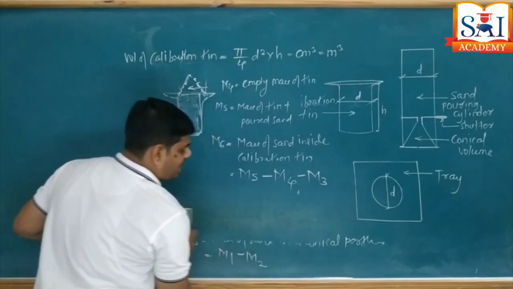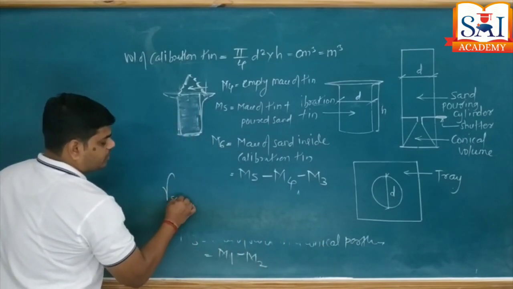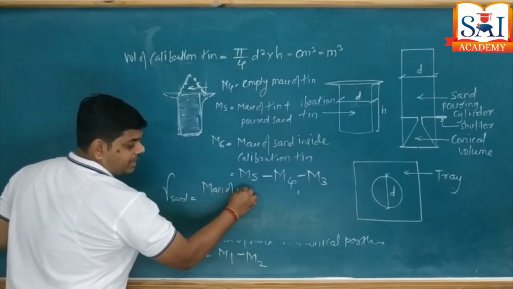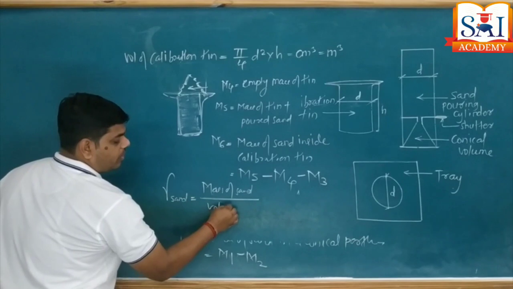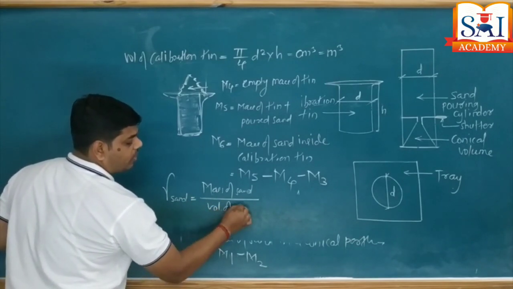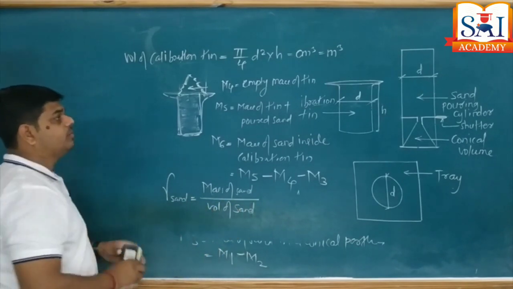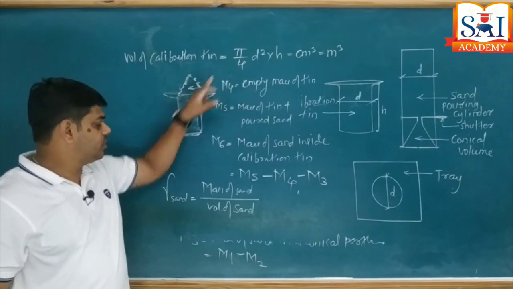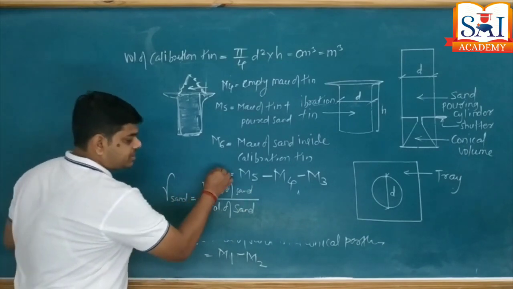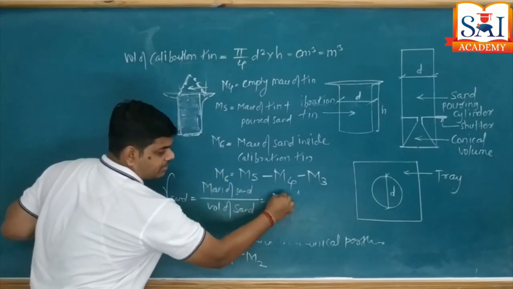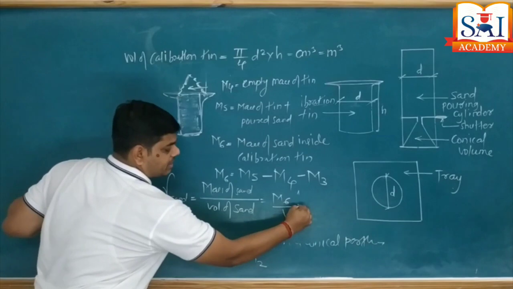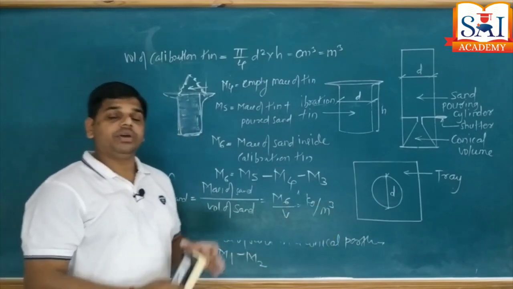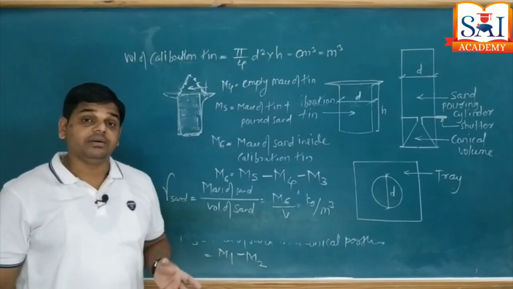One can calculate the value of bulk unit weight of sand, which is equal to the mass of sand divided by the volume of sand, like this. The volume is the volume of the calibration cylinder, pi by 4 d square into h. So the volume is known, the mass is known, it is m6. So we can write m6 divided by v, and you will get this density in kg per meter cube. Now we got the bulk unit weight of sand, not the soil.